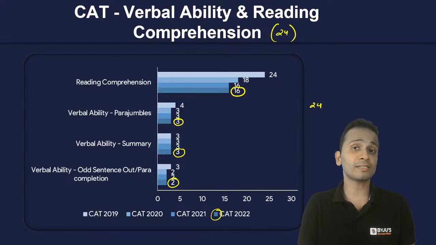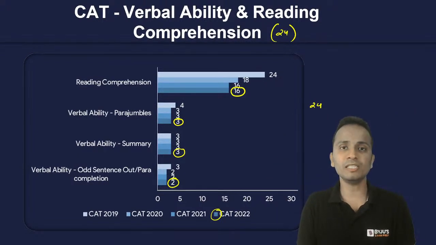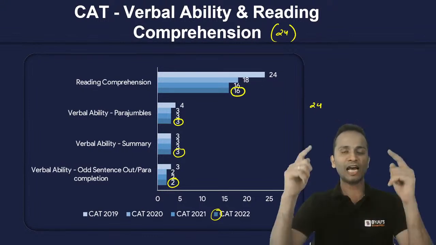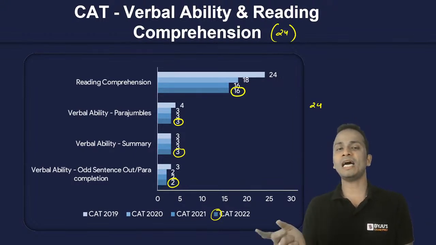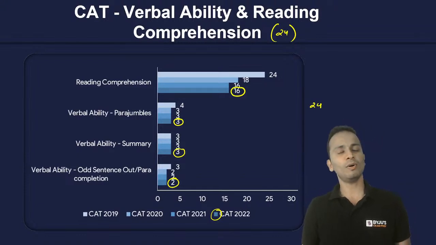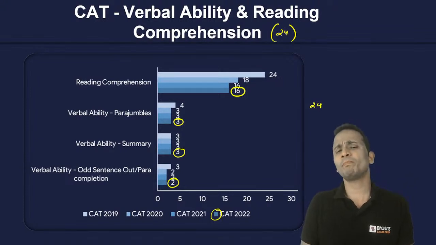Now, next is para summary. So there will be a paragraph and there will be 5 summaries that will be given to you among the options, 4 or 5 summaries, right? So you'll have to read the entire paragraph and you'll have to read each and every summary and find out which summary is the best summary for the given paragraph. Once again, reading. Then last thing is odd sentence out or para completion.